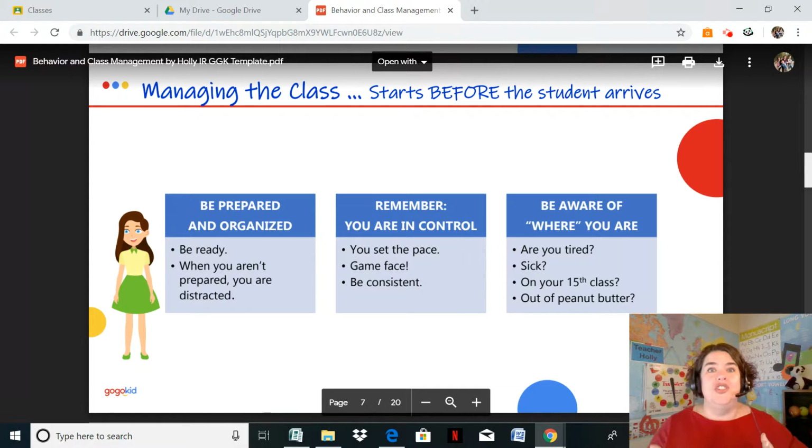Also, remember, you're in control. Hello, you are the teacher. I know it's intimidating. It can be, especially if the parent is sitting there, which they often are. You need to set that aside, teacher. And remember, you're in charge. You're in control of the classroom. And so you set the pace at the beginning. You set the tone. It is your responsibility to set the tone for the class and to expect and manage good behavior. So try to keep that in mind.